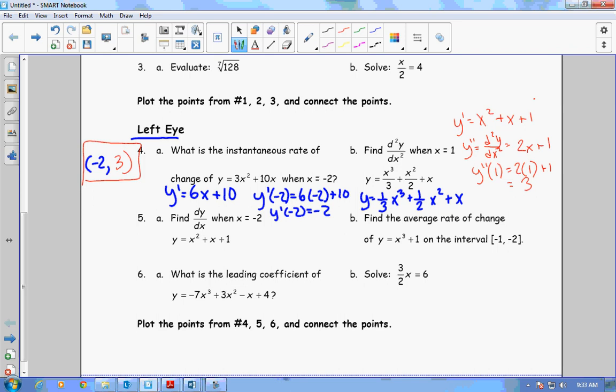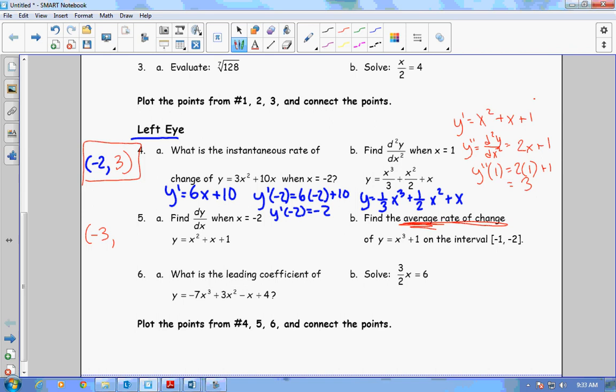Okay, Reed, what did you get for that one? Yeah, the answer when it's evaluated. Negative 3. I agree with that. Okay, for part B, find the average rate of change. It's different than instantaneous rate of change. What does it mean when you're taking the average rate of change?